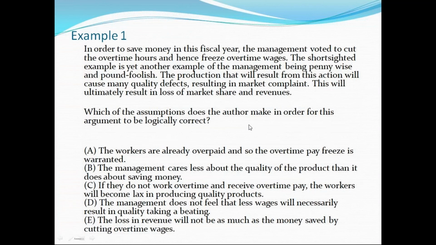Okay, so let's have a look at a few examples here. I don't think we've had this one. So in order to save money in this fiscal year, the management voted to cut the overtime hours and hence freeze overtime wages. So the short-sighted example is yet another example of the management being penny-wise and pound-foolish. The production that will result from this action will cause many quality defects, resulting in market complaints, and this will ultimately result in loss of market share and revenues.